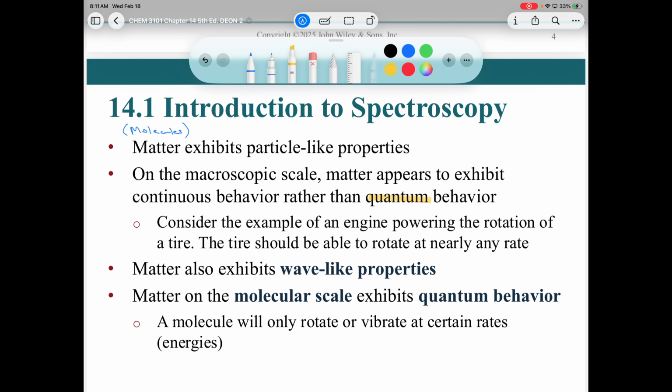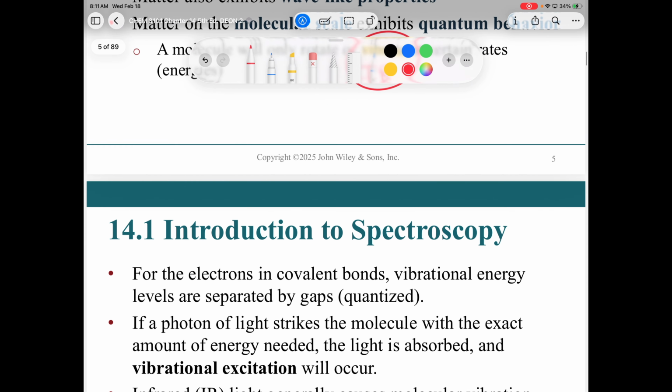Anyhow, so matter exhibits wave-like properties, and on a molecular scale, matter is going to exhibit quantum behavior. And so, what I was saying is that a molecule will only rotate or vibrate at certain energies. The rotations of the molecules, we're not really interested in with IR, but we are interested in vibrations when we're talking about infrared spectroscopy. We're going to be talking about vibrations, which again aren't like shaking back and forth, it's stretching of bonds, okay? Stretching of bonds back and forth.